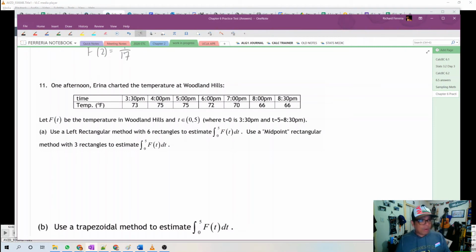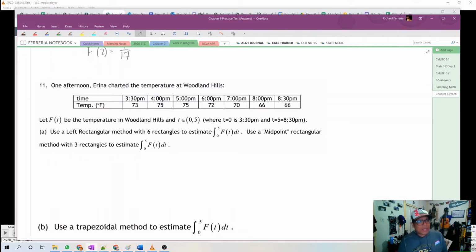One afternoon, Arina charted the temperature in Woodland Hills. At 3:30 it was 73 degrees, at 4 o'clock it was 75, etc. By the time it got to 8:30 it was 66 degrees, so it was actually a really nice day in Woodland Hills. It rarely gets that cold. Well, maybe not rarely, but definitely not in the summertime.